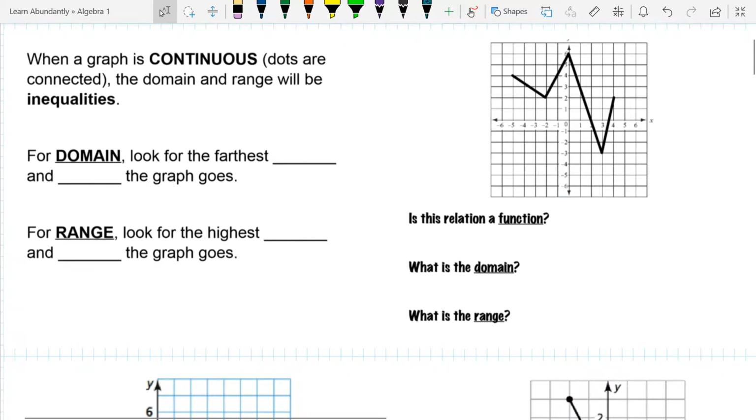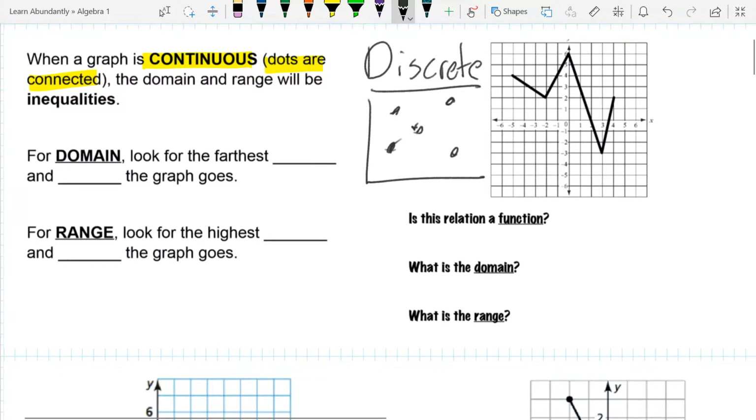All right, when we're finding the domain and range of a continuous function, we need to understand that a continuous function means that the dots are connected. When we dealt with discrete functions, we had just a bunch of dots on the graph. But when we have a continuous function, the dots are connected.